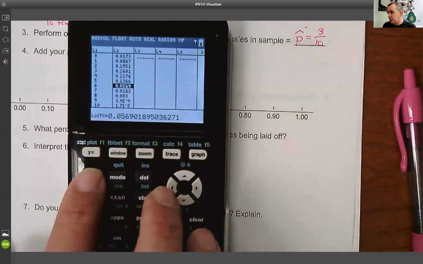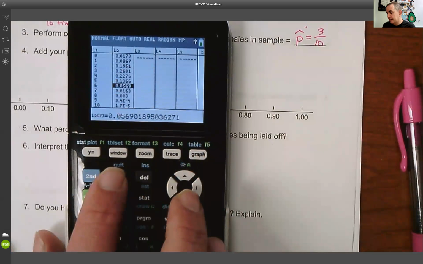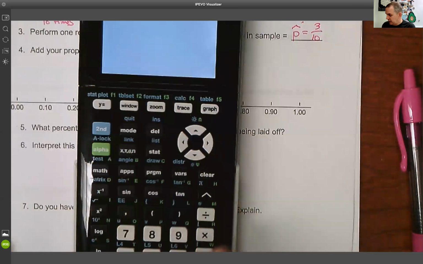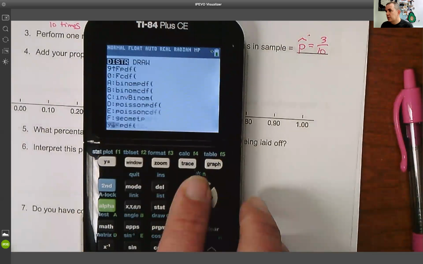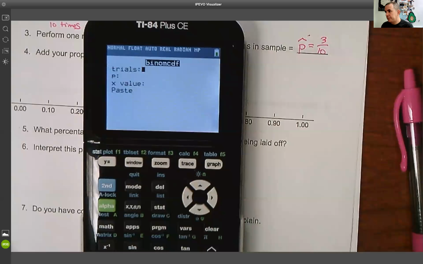Now, again, we can do it in the calculator. We can figure out the calculator in a second, quick. We can do 1 minus 4 or less. So 1 minus binomCDF, 10 trials, 1/3, 4.